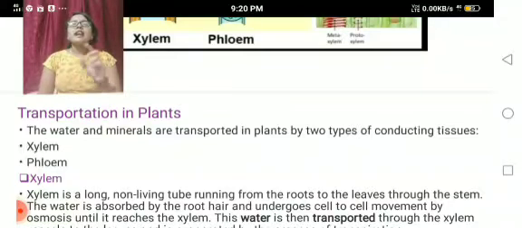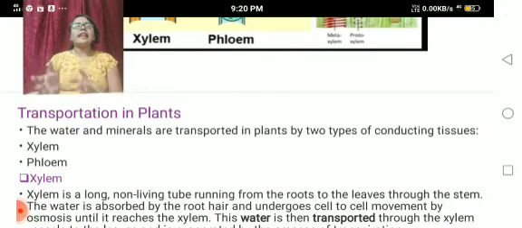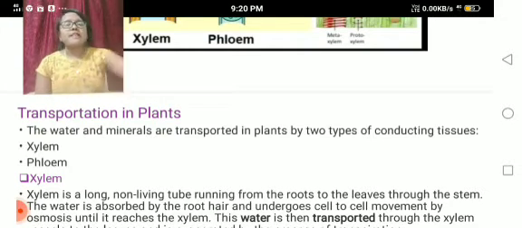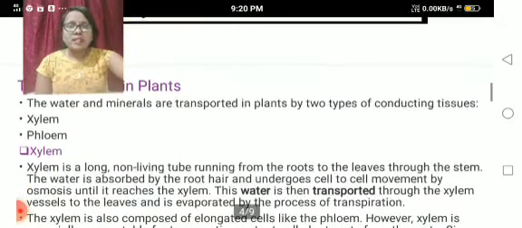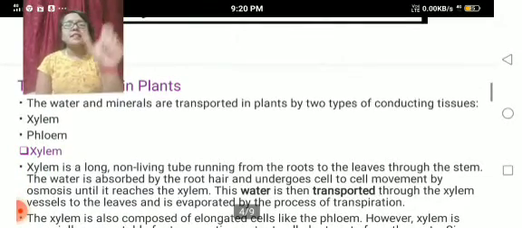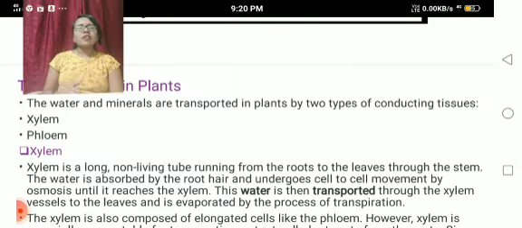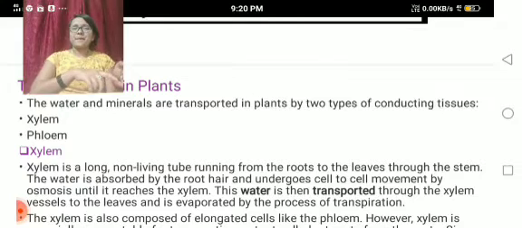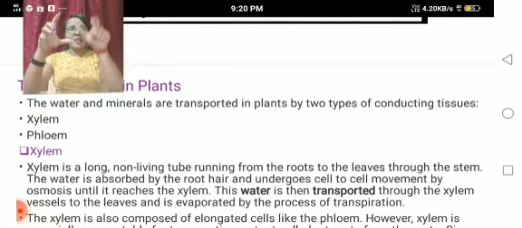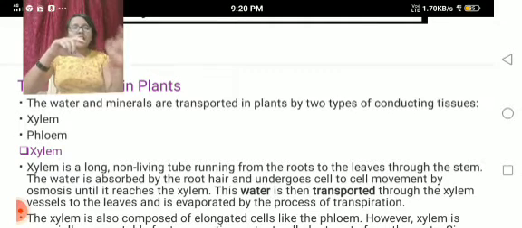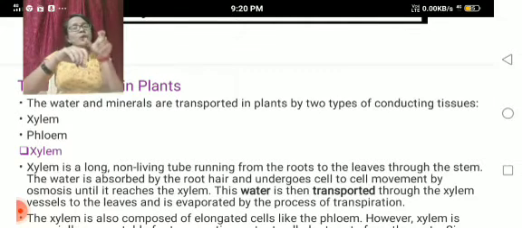The water and minerals are transported in plants by two types of conducting tissue. I already told you, xylem and phloem. First, we shall discuss the xylem. Xylem is long. It is a non-living tube. It runs from the root to the leaves through the stem. The xylem is a very long tube running from roots to the leaves through the stem.